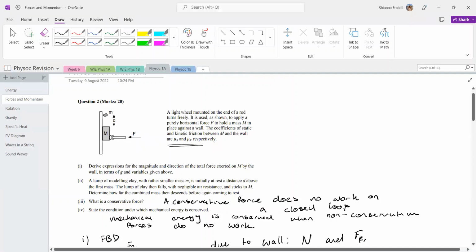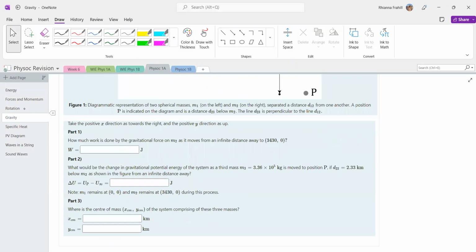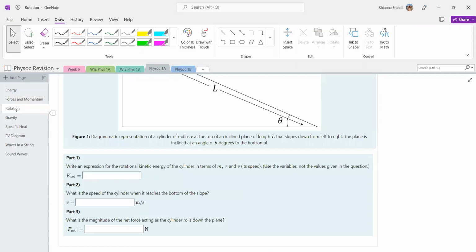Okay. I might do either rotation or gravity so we can get on to thermal physics and sound waves. Any particular preference between rotation and gravity?